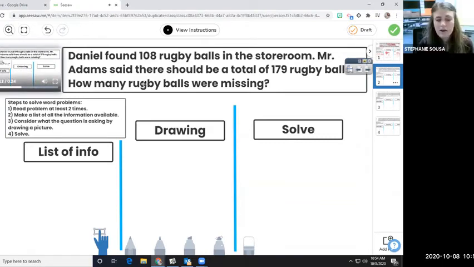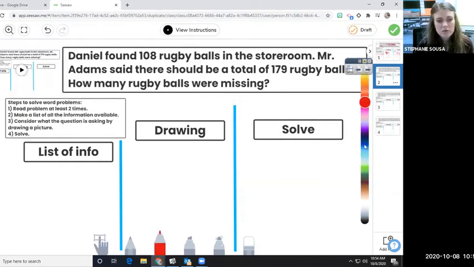All right, now I'm going to read it. Daniel found 108 rugby balls in the storeroom. This question has a lot to do with rugby balls, so I bet that's pretty important. I'm going to go ahead and underline it.